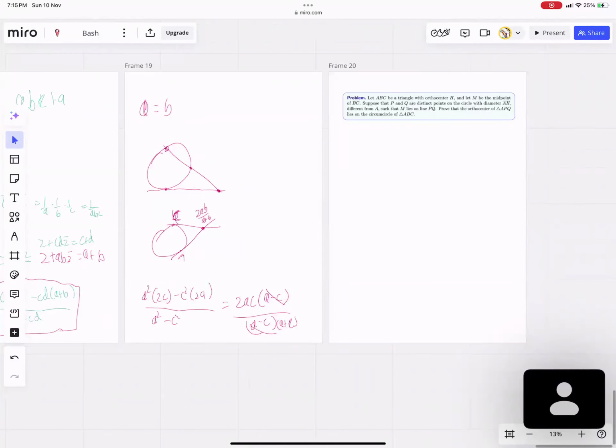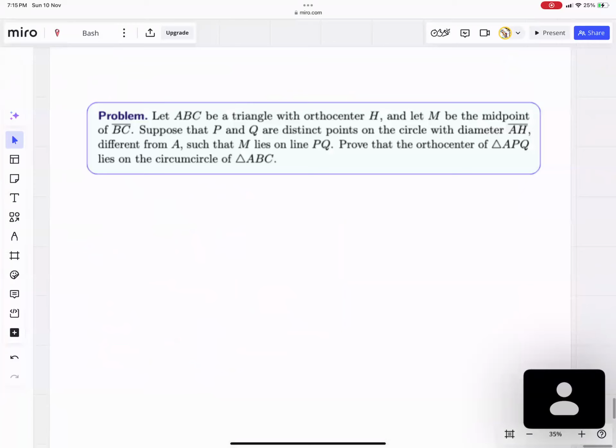Can you all read the problem? Or is it also in the book? Also, for those of you who want to refer to the solution later, this is ELMO 2017, this problem.